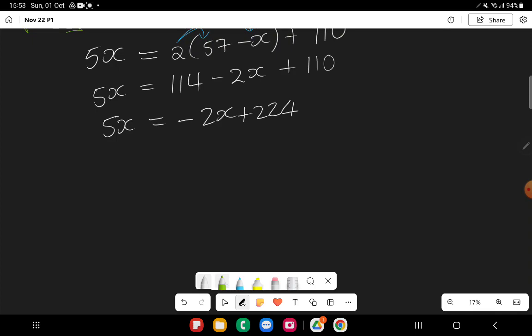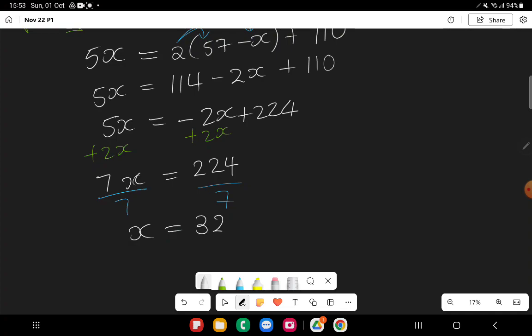Let's take the 2x over, plus 2x on both sides. So 5x plus 2x, not 5x, 7x, is equal to 224. Then I divide by 7 on both sides. 224 divided by 7 gives me 32. So x is equal to 32.